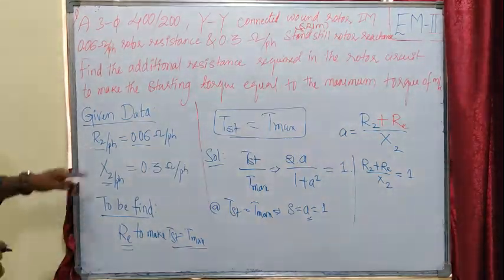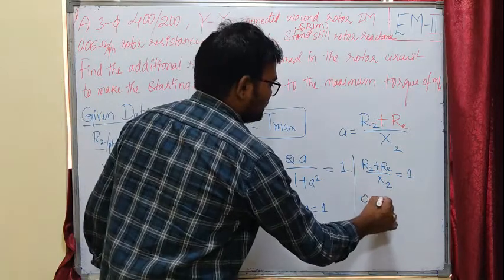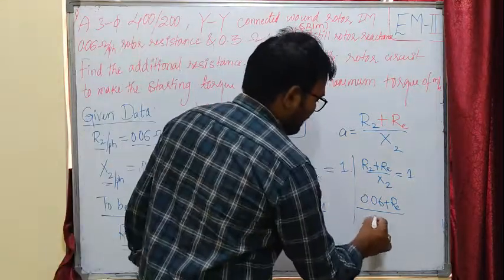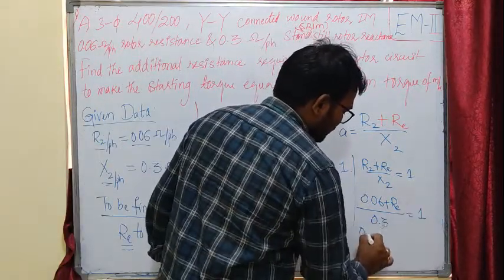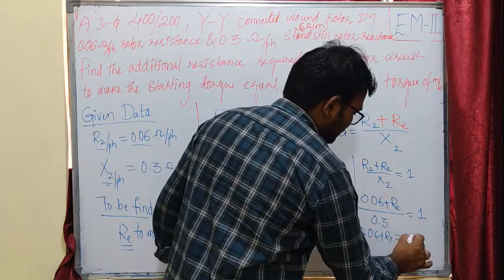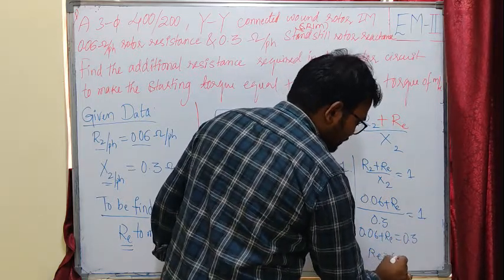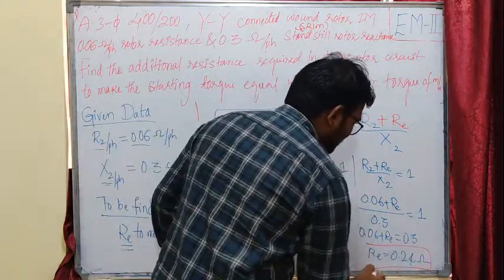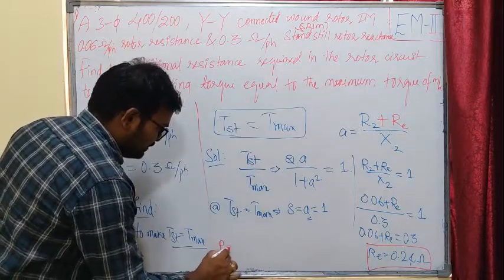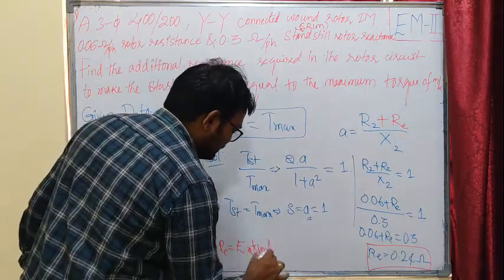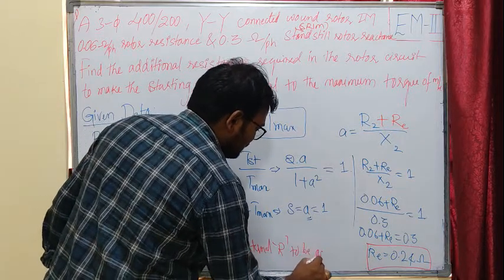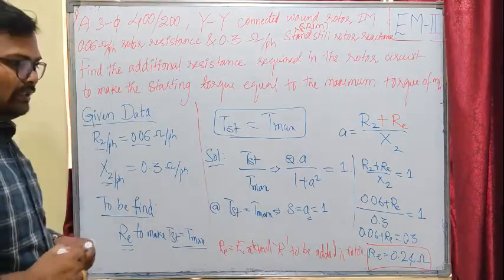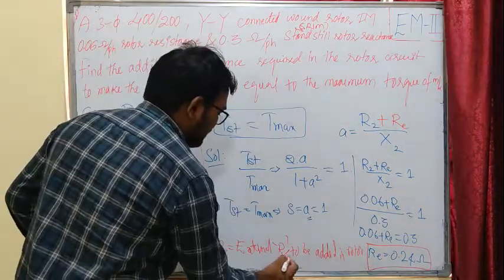So what are the values here? R2 is 0.06 plus Re, which is to be found, and our X2 is 0.3, which equals 1. So 0.06 plus Re equal to 0.3. So Re equal to 0.24 ohms. This is the amount of external resistance. Re is nothing but external resistance to be added in rotor. This is the external resistance per phase added to the rotor circuit, which is also per phase.